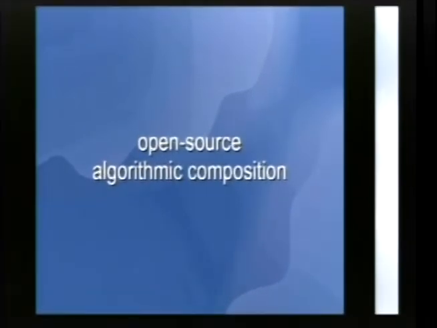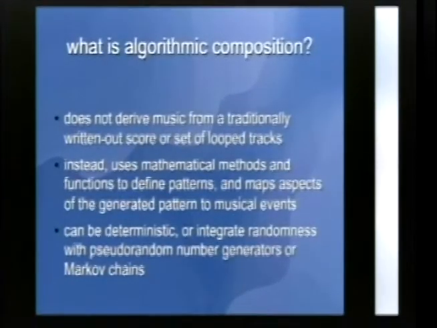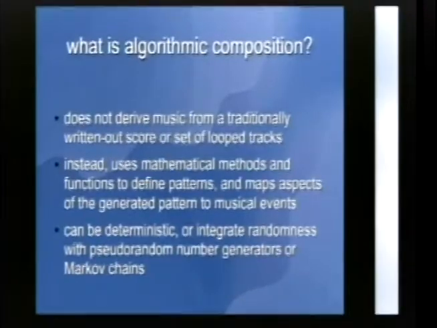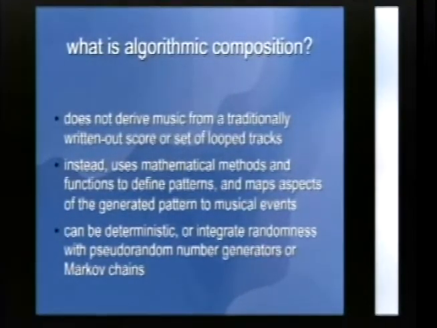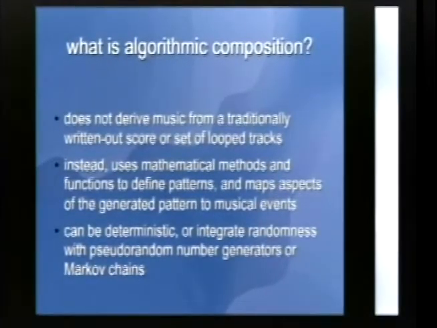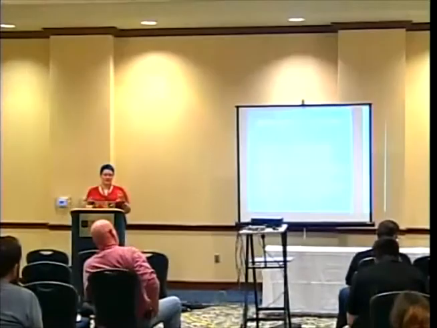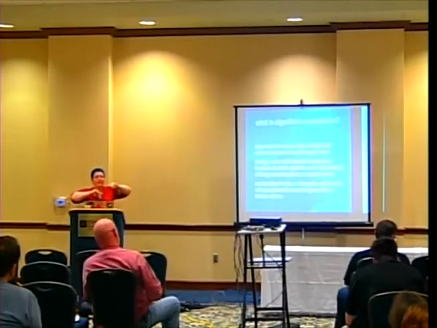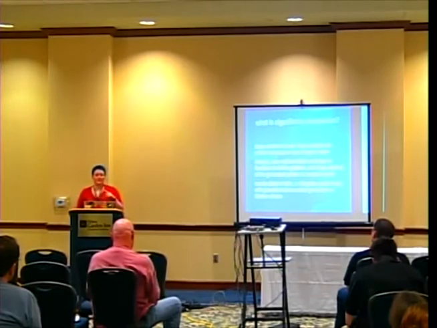Now I'm going to talk a little bit about algorithmic composition. If you like math, algorithmic composition is a lot of fun. It doesn't derive music from a traditionally written out score or a set of looped tracks like the score frameworks or the sequencers I'm talking about. Instead, it uses mathematical methods and functions to define patterns. You can map list elements to musical events. If you want things to be kind of random, you can use different order Markov chains to either make things completely random or make them depend on the last event or last two events or something. You can go crazy just writing out these complicated patterns of what maps to what.